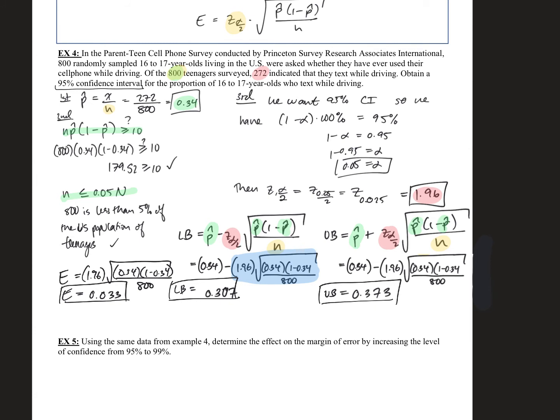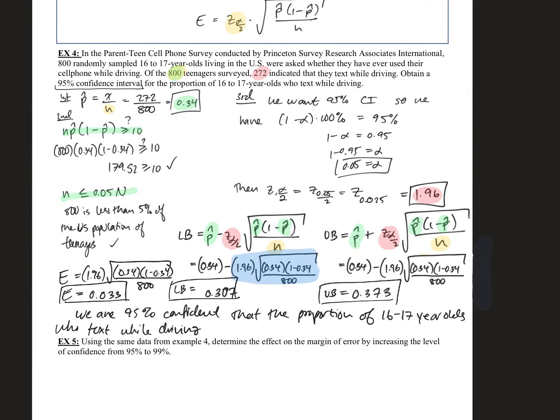So what does this mean? Well, remember, we're looking for a 95% confidence interval. And we start with, we are 95% confident that the proportion of 16 to 17-year-olds who text while driving is between 0.307 and 0.373. So once again, let me just go ahead and draw a small image.